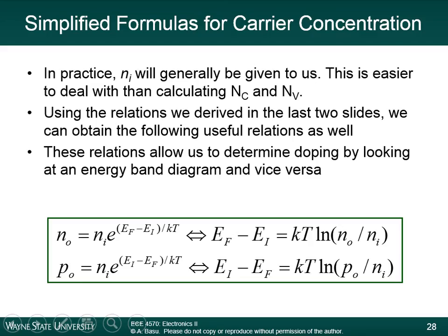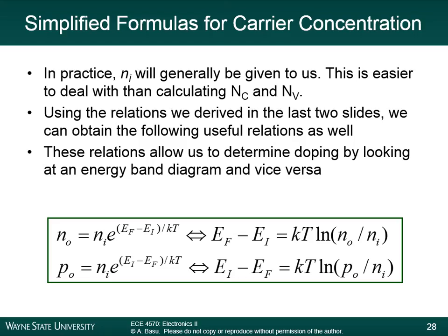Now, what's useful about these formulas is that it allows you to go between the energy band diagram and carrier concentration. So if I were to give you the energy band diagram and tell you the position of the Fermi level, then you should be able to use these formulas to figure out what the carrier concentration is. Conversely, if I give you the electron concentration and you can calculate the hole concentration, you should then be able to use these formulas to draw the energy band diagram.